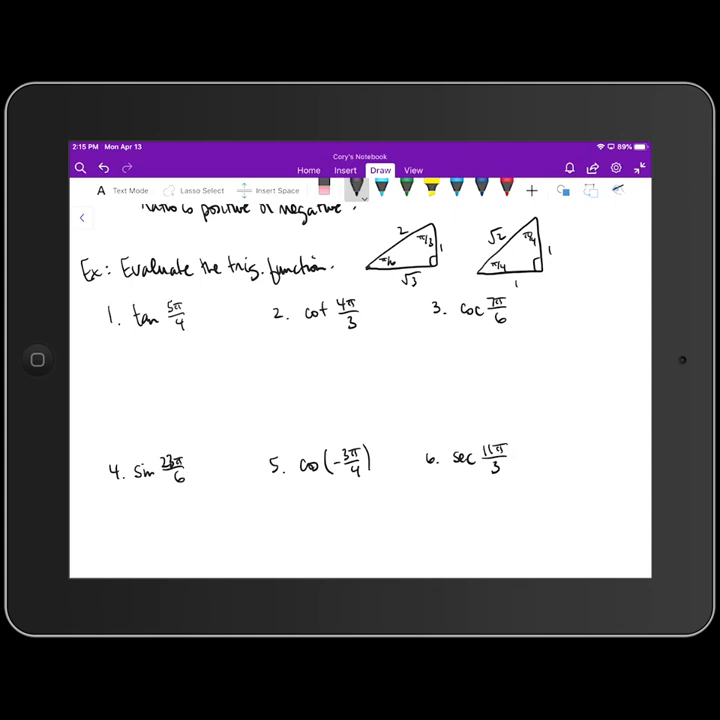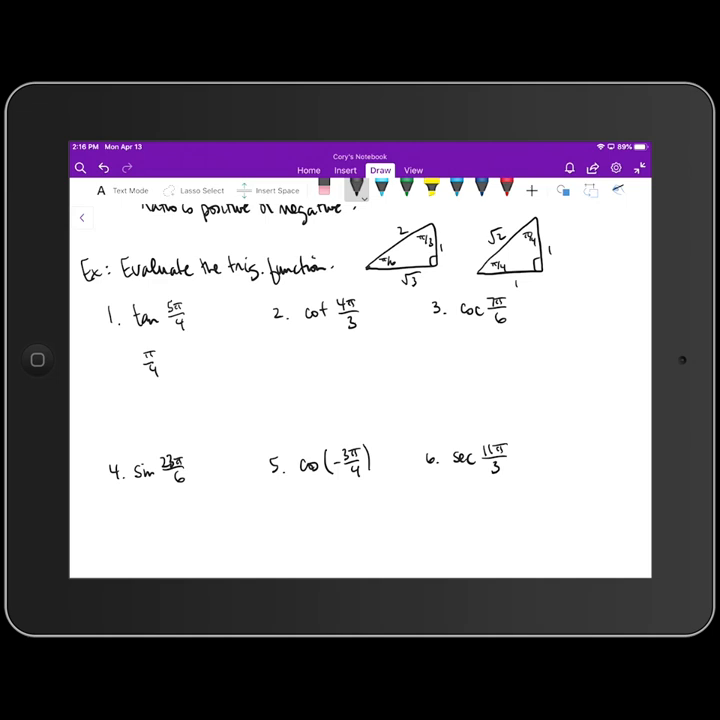Okay, so let's take a look at the first one, the tangent of 5 pi over 4. So step 1, is that angle between 0 and 2 pi? Yeah, 5 pi over 4 is between 0 and 8 pi over 4. So that checks out. Step 2 is we want to determine our reference angle. So the reference angle here, because this has a denominator of 4, is going to be pi over 4.